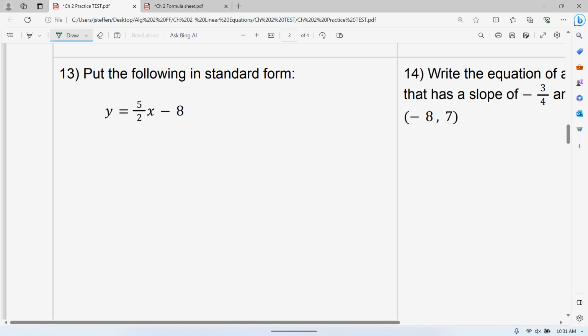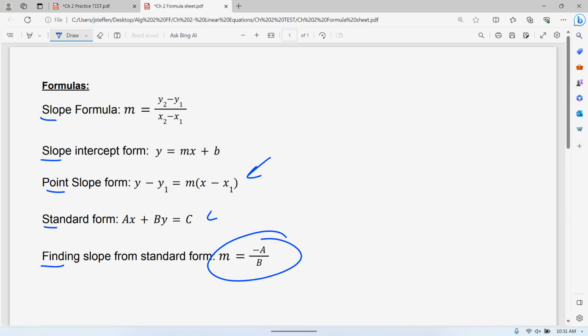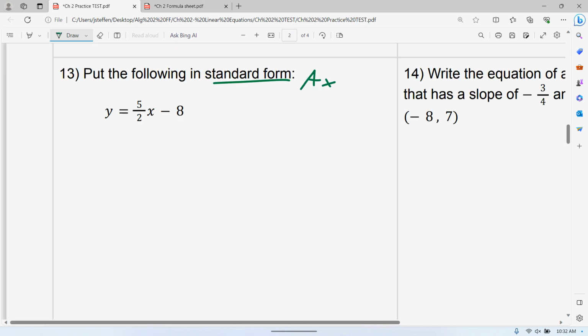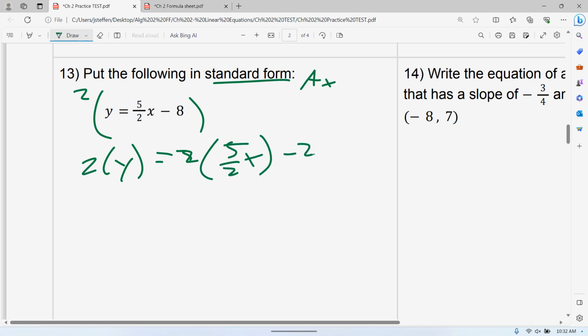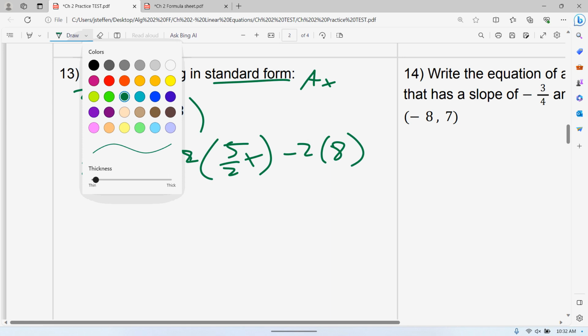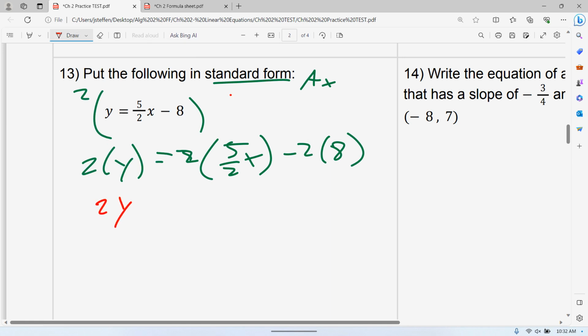Form is, well, I guess I can show here. Ax plus By is equal to C. But remember that part that I erased? No fractions. Everything by 2. So is equal to 2 times 5/2 x. Everything gets multiplied by 2, even that 8. Minus 16.